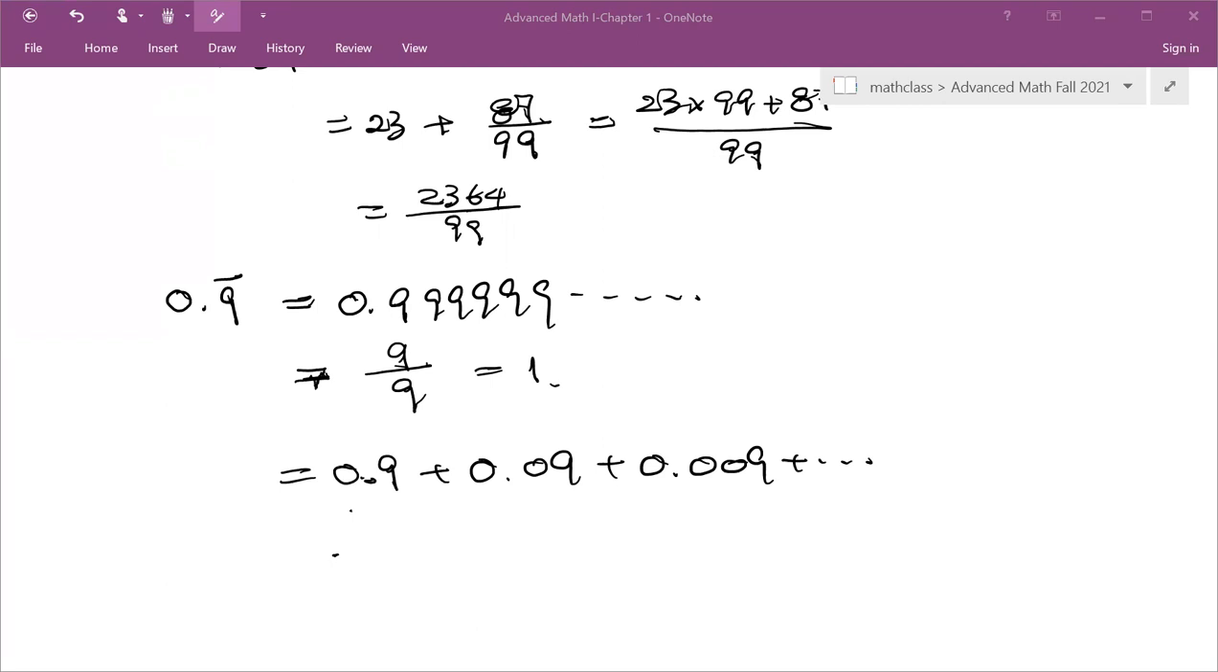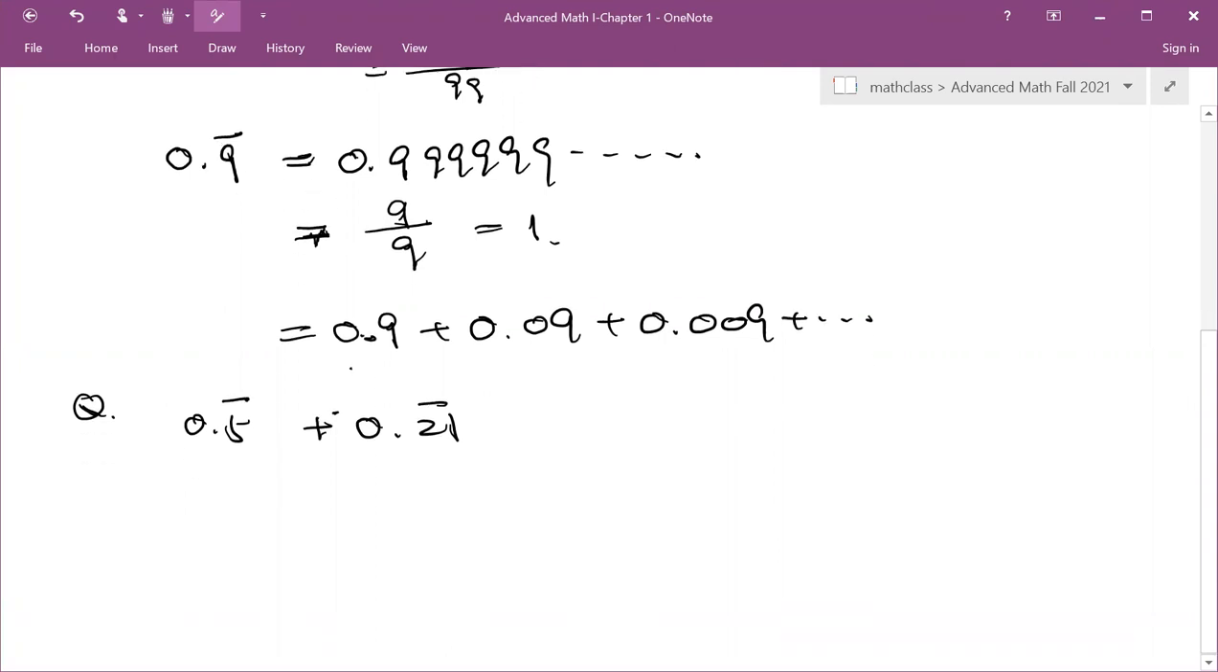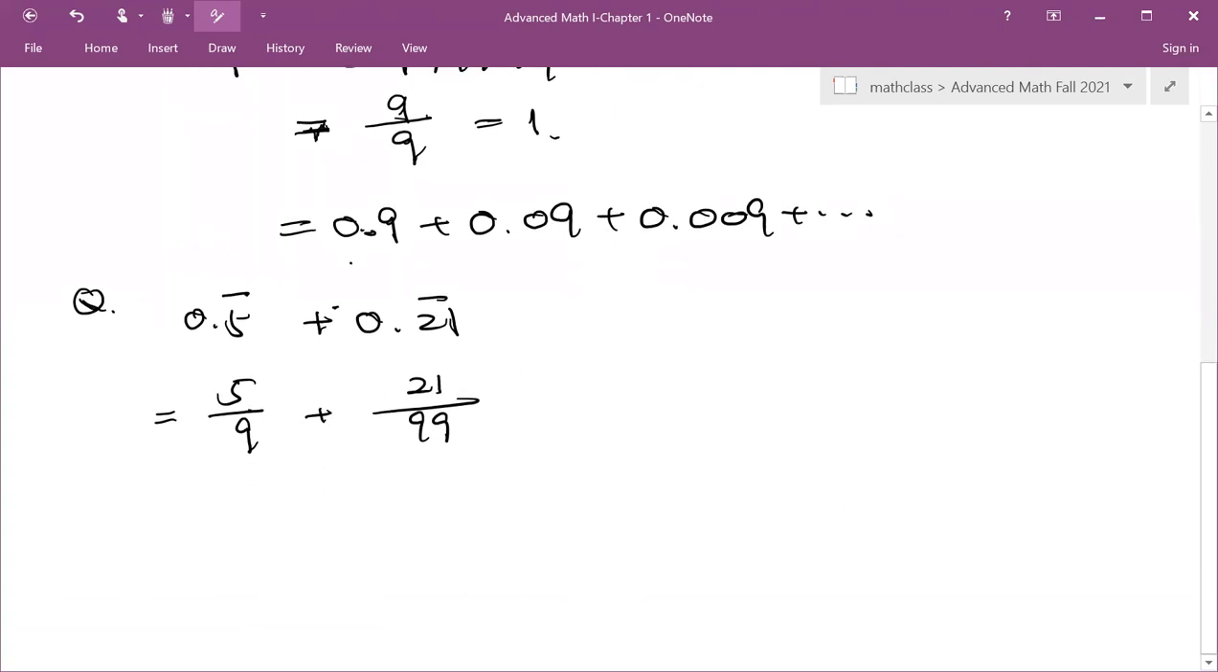All right, take a look at the first example. If we have 0.5 bar plus 0.21 bar, how do you add them together? In order to add them, you have to change them to fractions, otherwise it's difficult. The first one is 5 over 9. The second one is 21 over 99. Now both are fractions, so you can add them. You need a common denominator: multiply 9 by 11 to get 99.